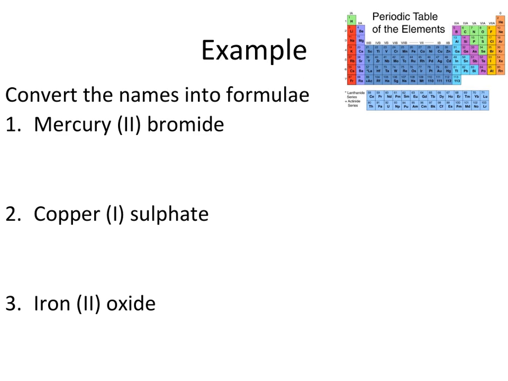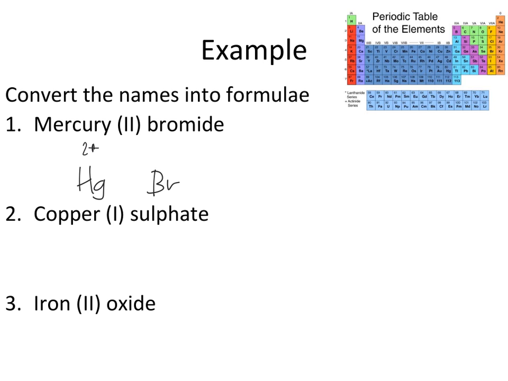So the first thing we want to look at is changing the names into symbols. So mercury is Hg, so we'll put Hg, and bromine, bromide, will be Br. Now right away I know what the charge of mercury is. It's given to me right there, 2. Now is it 2 plus or 2 minus? Well, remember that metals lose electrons, so it's going to be 2 plus.